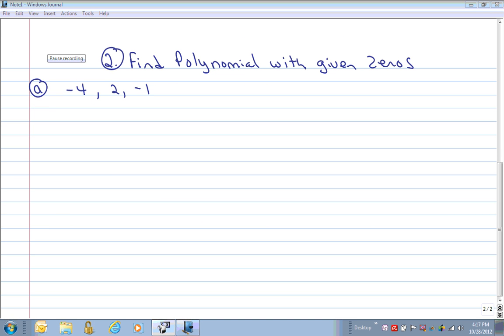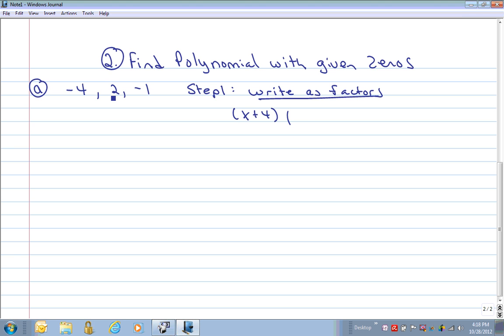Alright, in this next problem we're asked to find the polynomial given the zeros. So we've given the solution and we're trying to go backwards to find what polynomial these solutions came from. We're going to take this in steps. Step 1 will be to write the solutions as factors. So we would take our negative 4 and write it as x plus 4. We would take our positive 2 and write it as x minus 2. And we would take our negative 1 and write it as x plus 1.